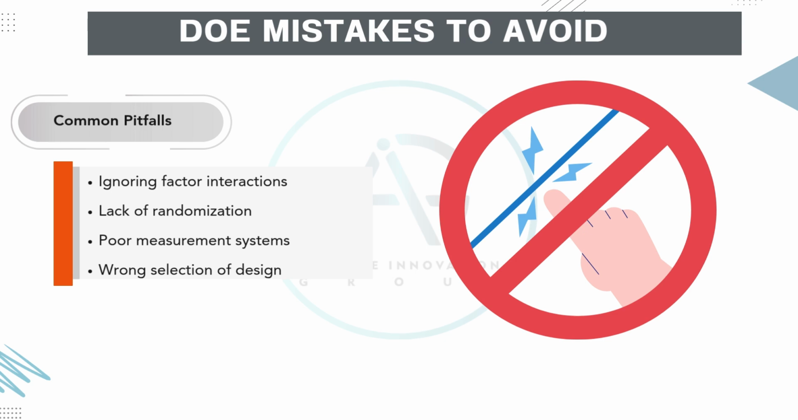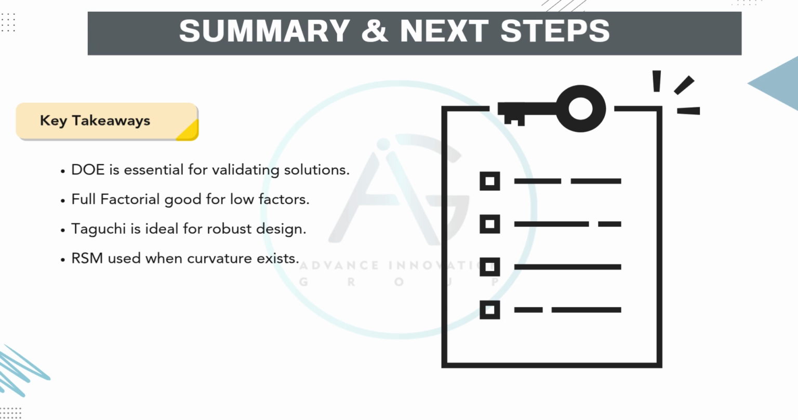results. Let's quickly recap the key takeaways from what we've learned about design of experiments. First, DOE is a critical tool for validating solutions. It helps us move beyond assumptions and make decisions based on data. When you have a small number of factors, a full factorial design is a great choice because it lets you study all possible combinations and interactions in detail.